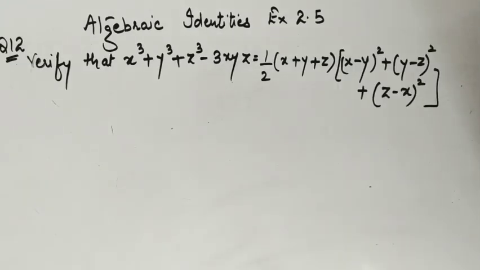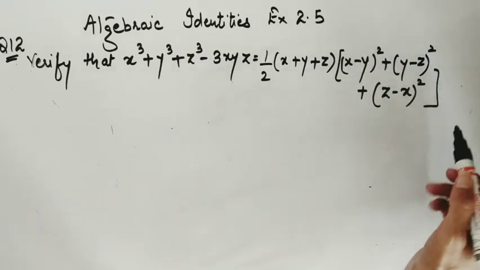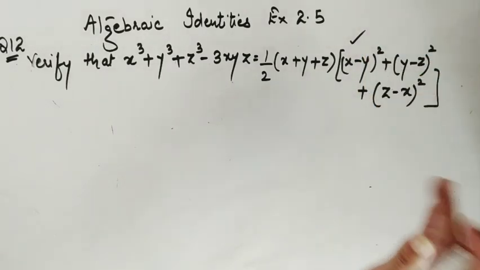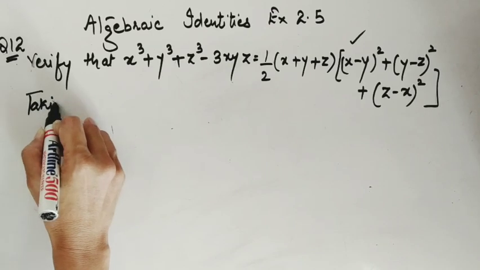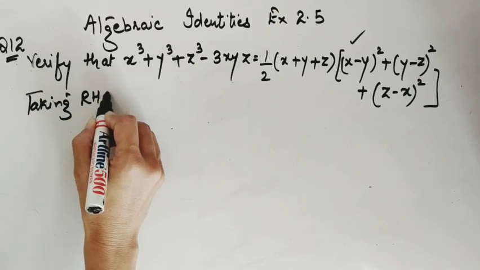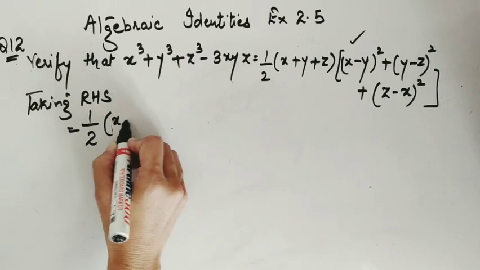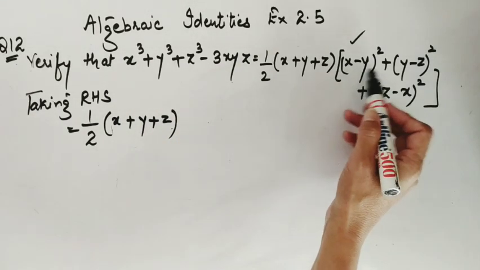Now we are discussing question number 12 from exercise 2.5, one of the most important questions. The identity is the same, but now it is given as a product of x plus y plus z, and inside you see expansion. There is a possibility for expansion of these terms. So we would be picking up that end which can be further simplified. So I would be taking the right hand side, and RHS over here is half of x plus y plus z, that remains as such. Let's now open the bracket.